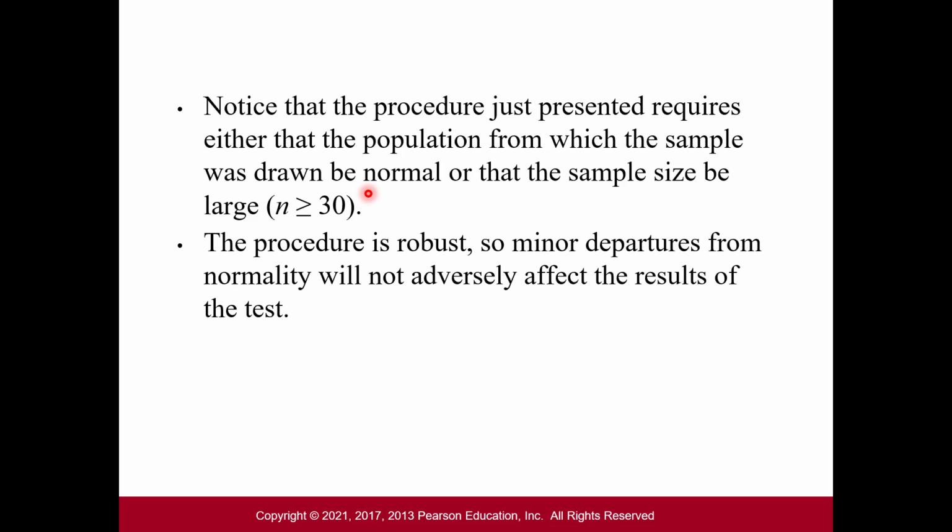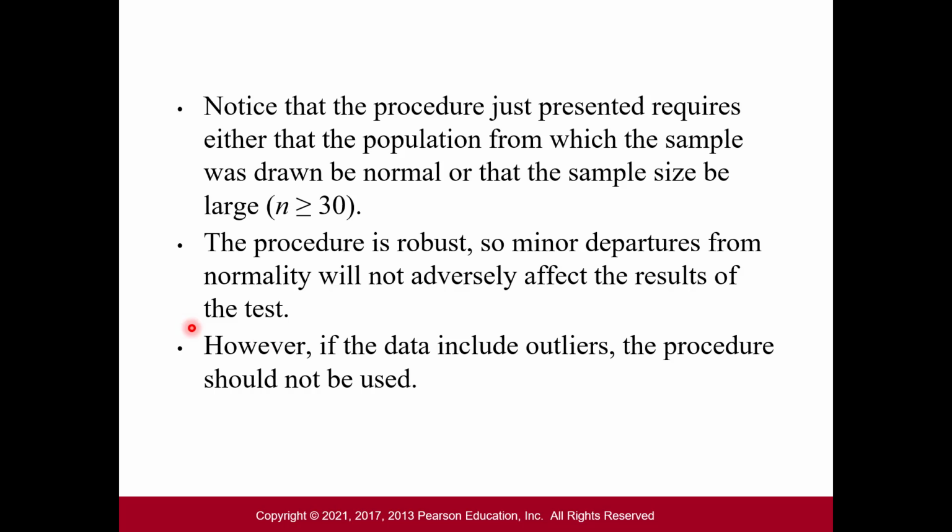Okay, so notice that the procedure just presented requires either that the population from which the sample was drawn be normal, or that the sample size be large, greater than or equal to 30. That was one of the first things we talked about when we began. So this procedure is considered robust, meaning that minor departures from normality will not adversely affect the results of the test. However, if the data included outliers, the procedure should not be used. So just a caution here.